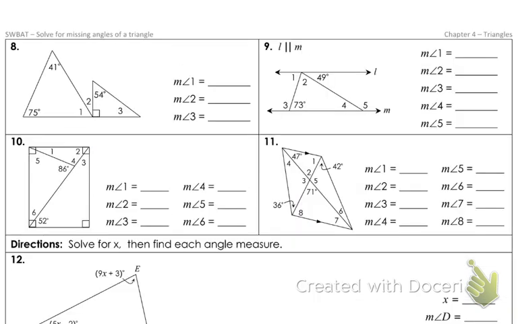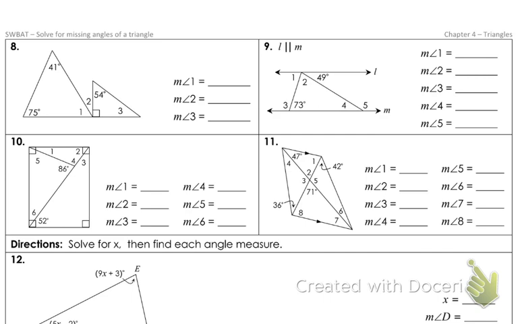Number 8. Number 8's actually just there to make it look complicated, and it really isn't a complicated problem. How many triangles do you see up there? We have 2 triangles. How many angles do we know of both those triangles? 2 from each, right? Total of 4, right?